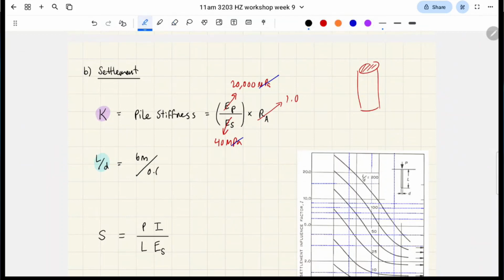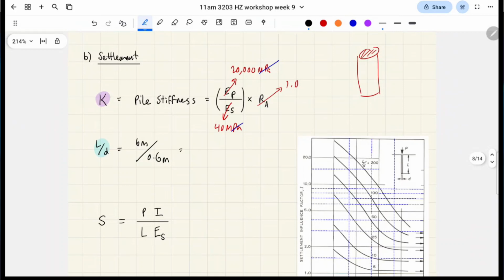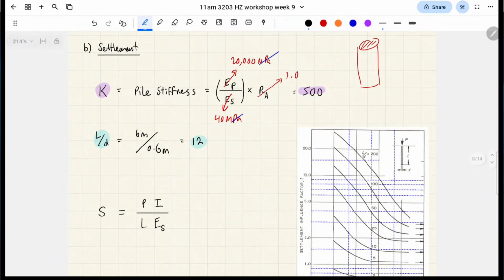That's going to be over the diameter, which is 0.6. Make sure these are in the same units, right? If you have 6 meters over 600 millimeters, you can get the wrong number, because this is unitless, essentially. Oh, sorry, I forgot to write the number for the pile stiffness. That was 500. So we're going to need to use these two on the graph in order to get our I factor. Our I is our influence factor.